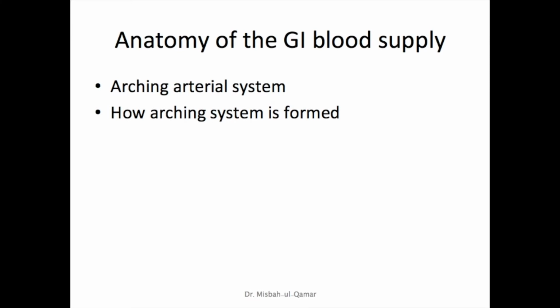The anatomy of the gastrointestinal blood supply is interesting because arteries supply the walls of the small and large intestines by forming an arching arterial system. What that means is that these arteries give off circling branches which then dig deeper. Now you must be wondering how this arching system is formed.